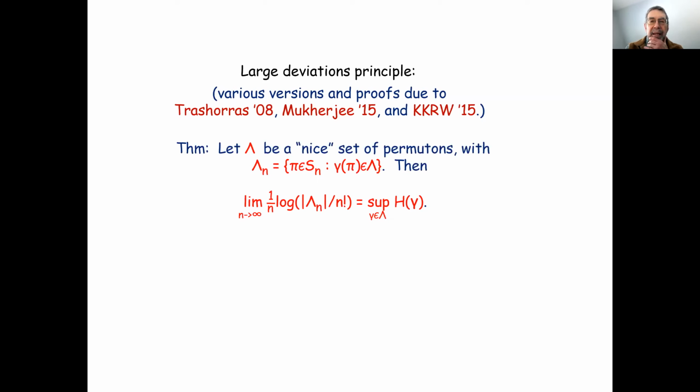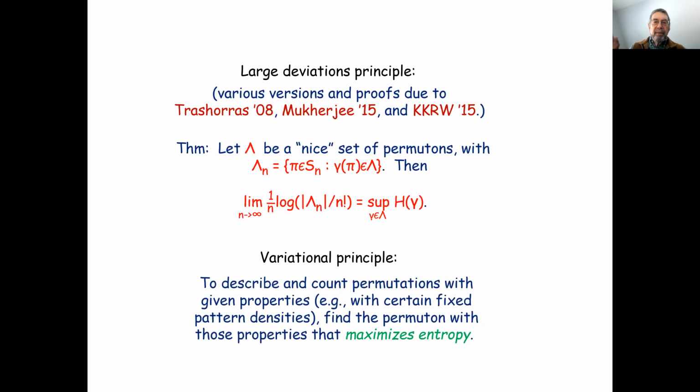And what this says is that to figure out the size of the set of permutations these represent, you just want to find the permuton in your set with the biggest entropy, and that entropy will give you the answer. So maximize the entropy to find out what the bulk of these things look like. So basically, in words, the variational principle says, if you want to describe and count permutations with given properties, for example, fixed pattern densities, you find the permuton that has those properties and that maximizes entropy.